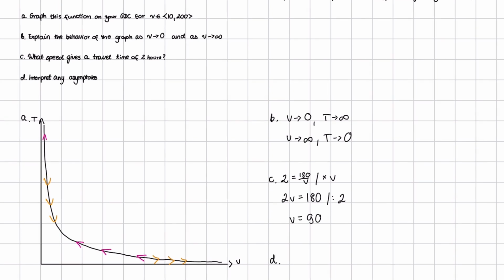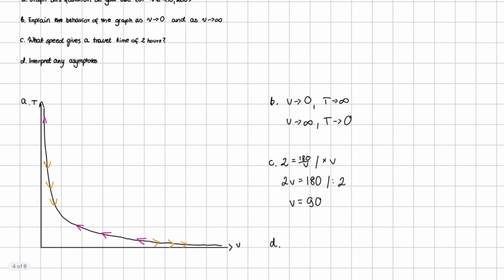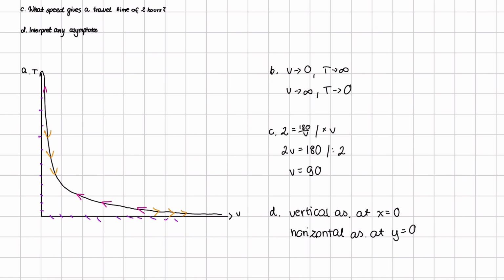D. Interpret any asymptotes. As you can observe, I mentioned previously that our function doesn't touch any of the axes. So it means that we have two asymptotes. First is vertical, at x equals 0, and the second one is horizontal, at y equals 0. So this is our vertical asymptote, and this is our horizontal asymptote. And this is our final answer.